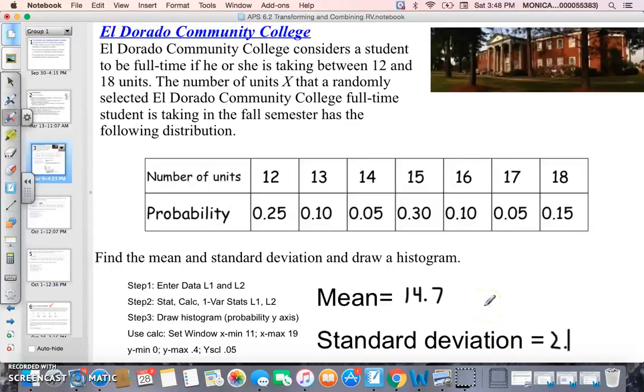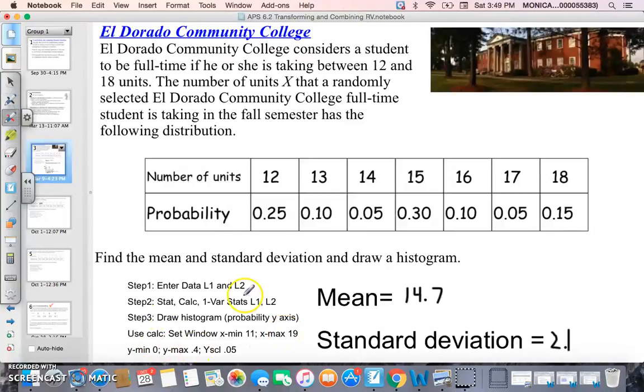But all you need to do is step 1, enter the data into your list by hitting stat enter. Then you go back and hit stat calculate and do your 1-var stats for L1, and L2 is your frequency. And then we're going to draw a histogram. You can also use your calculator to draw the histogram if you'd like, but you do have to set your window. Your x min in this case could be 11 or 12. Your x max is 18 or 19. I set it at 19, so I'd have a little space on both sides.